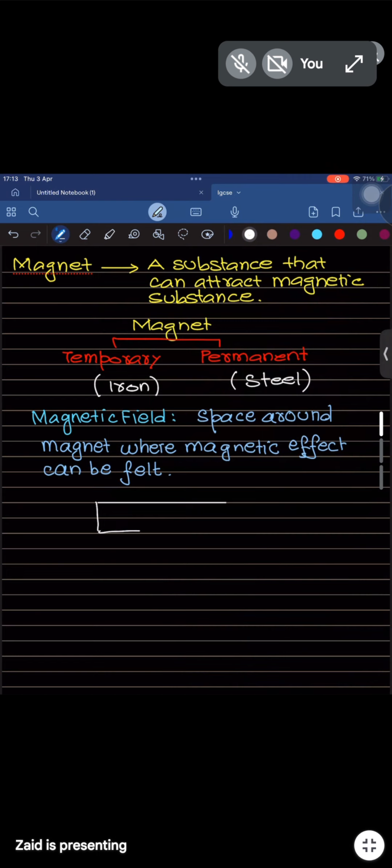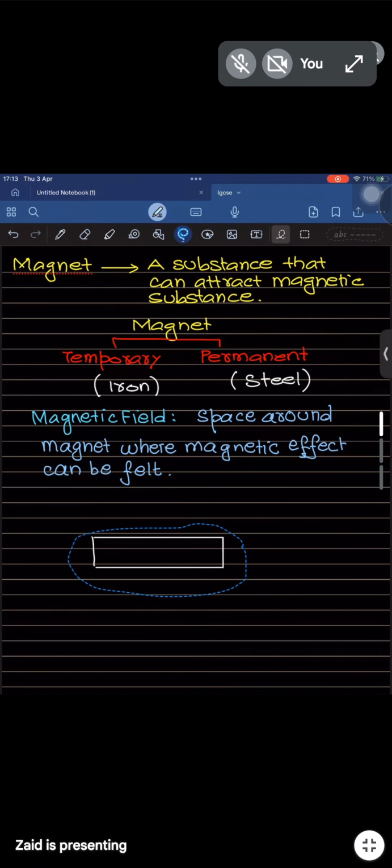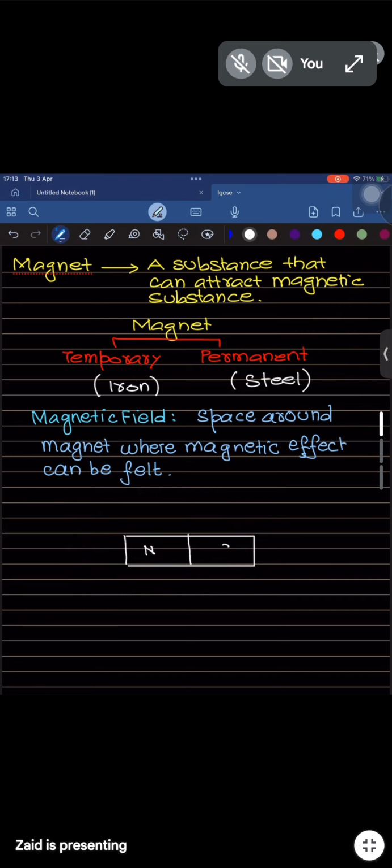How many poles of a magnet are there? Two poles, north and south. Okay. The magnetic field is strongest at the poles and weakest at the center. Magnetic field is strongest.